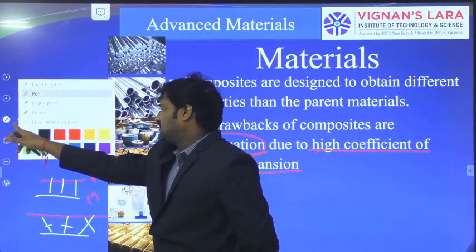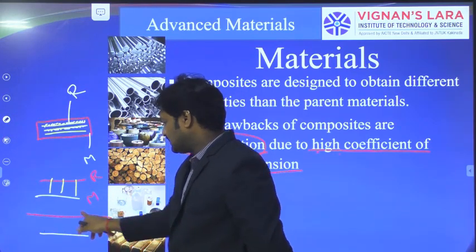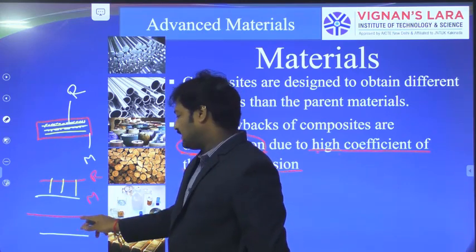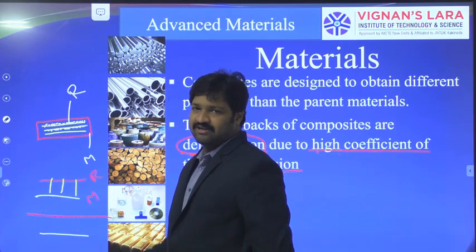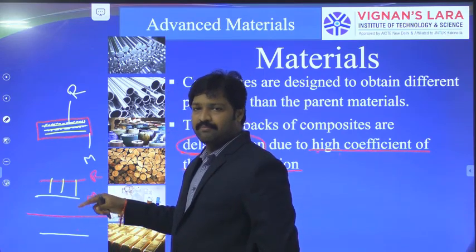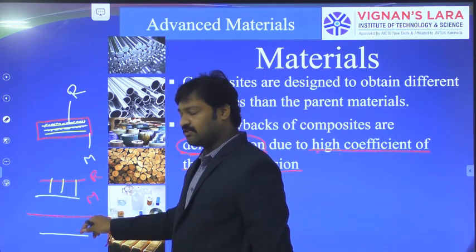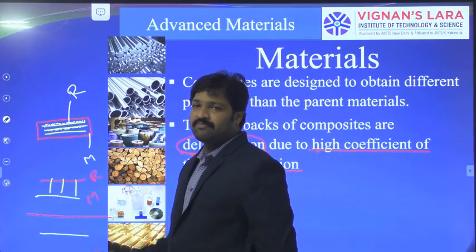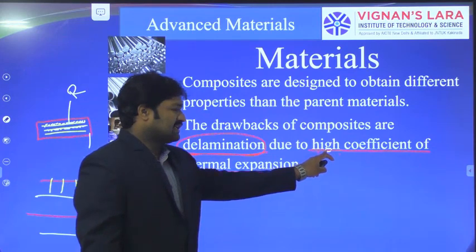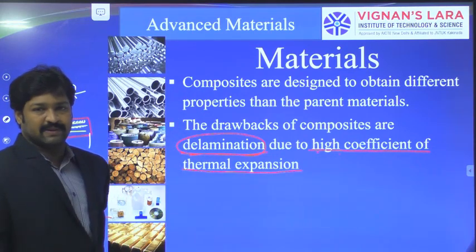So if these bonds are damaged, then there is a separation between the matrix and the reinforcement, so that delamination will take place. This is only the delamination. The component will be delaminated from the main portion. The reinforcements are delaminated from the main portion. This is due to the thermal expansion, the high coefficient of thermal expansion.